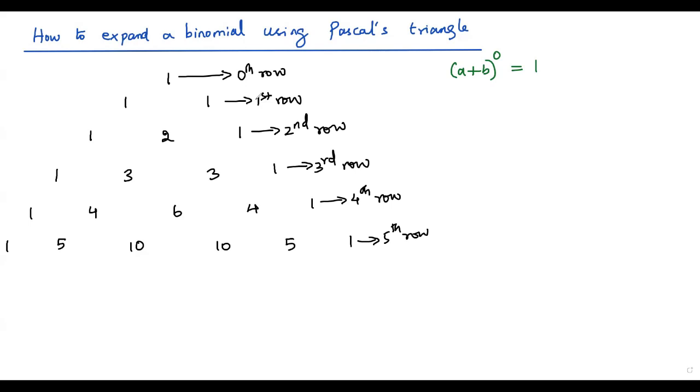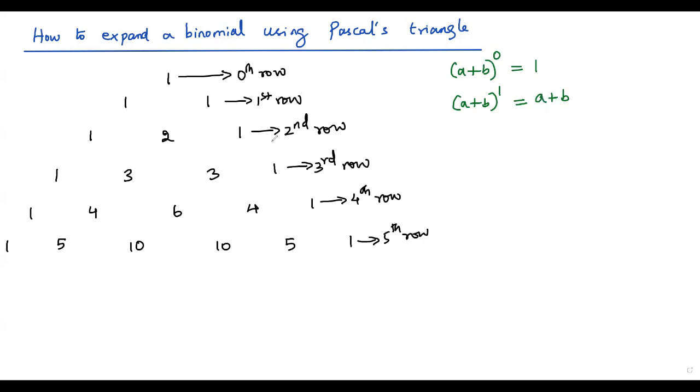Now let's consider the first row. In the first row, we have the number 1 over here. This 1 has to be the exponent of the binomial. Then we have A plus B raised to the power of 1. Anything raised to the power 1 is equal to the same thing, that is A plus B. Here this 1 is the coefficient of A, and this 1 is the coefficient of B.